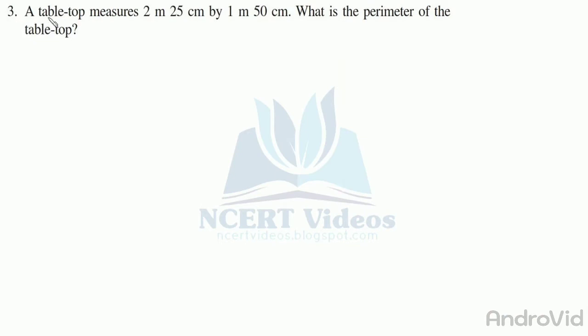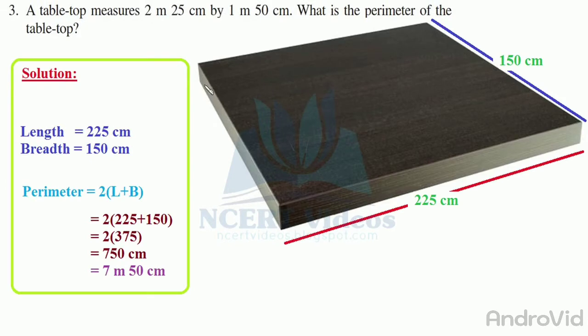Question 3rd. A tabletop measures 2 meter 25 centimeter by 1 meter 50 centimeter. What is the perimeter of the tabletop? Well, this is another rectangle. So you can see here it measures 2.25 meters, that is 225 centimeter when you convert into centimeter, similarly 150 centimeter in breadth. So this is again 225 because opposite sides of a rectangle are equal.